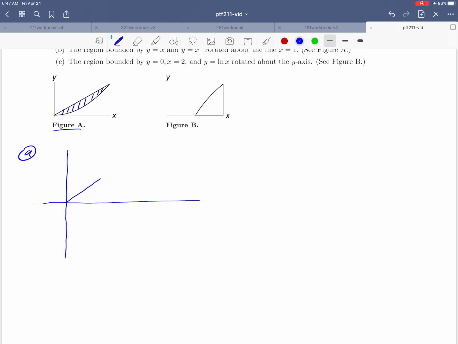Okay, so I'm going to first redraw the line and the parabola. And remember, we want to rotate that about the x-axis, so that region that I just drew is going to come out down below. So if we draw its mirror image, I'm going to do my best to draw that. It would kind of look like that.